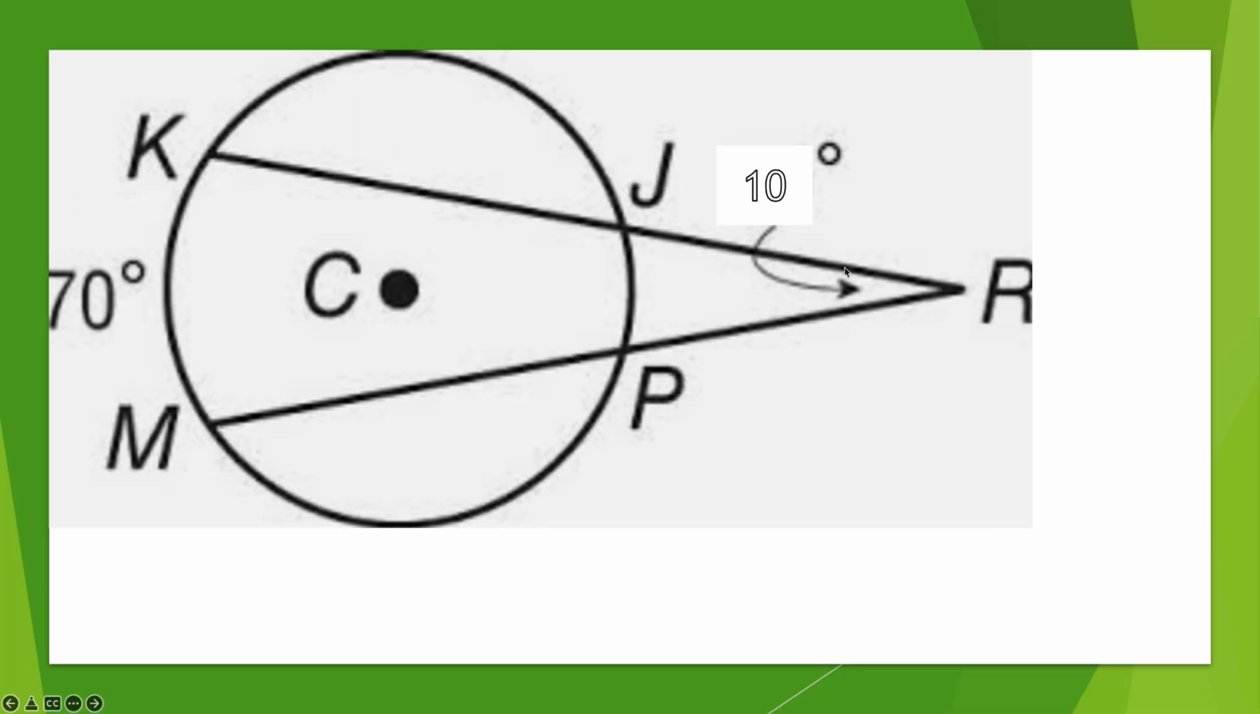Like before, I had misread this. Let's not assign the 10 to angle R. Let's be clear about this. Let's assign the 10 to arc JP. So one more time, the 10 is assigned to arc JP, okay?